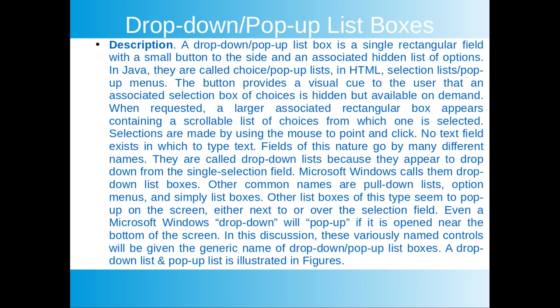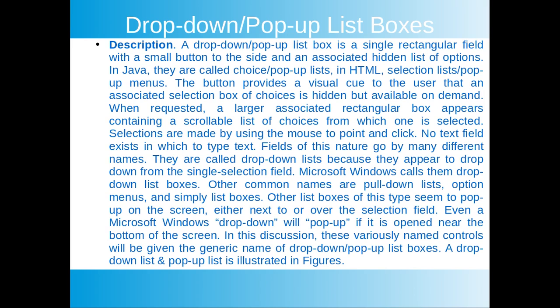Here is a description of drop-down or pop-up list boxes. A drop-down or pop-up list box is a single rectangular field with a small button to the side and an associated hidden list of options. In Java, they are called choice or pop-up list. In HTML, selection list or pop-up menus.